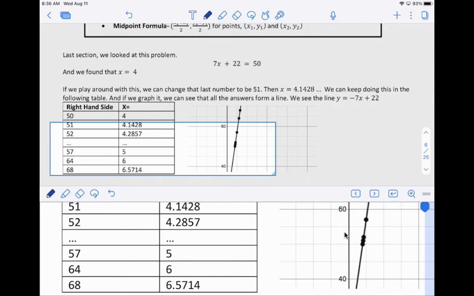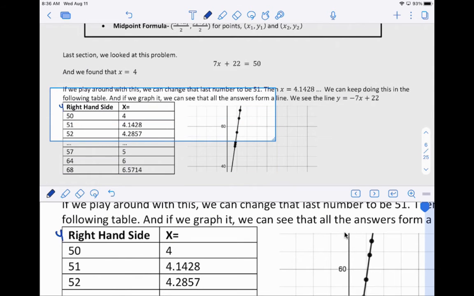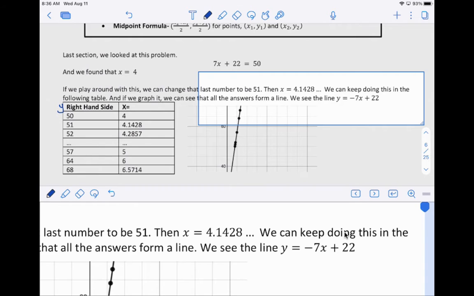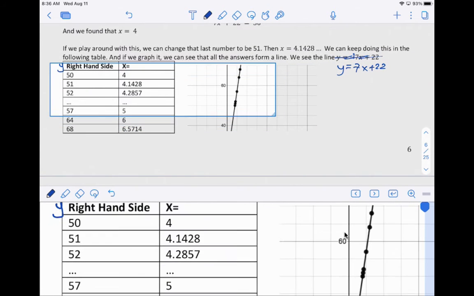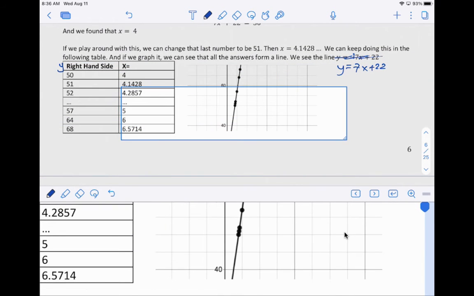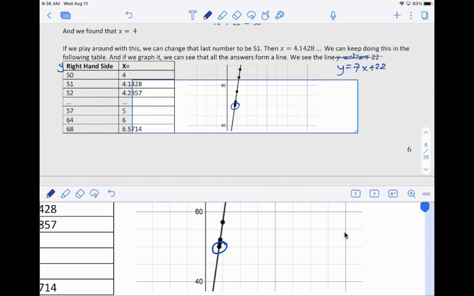Now, if instead we call the right-hand side y, and just leave it like a generic y, then what we would get is, I'm sorry, that's a little typo, that's 7x. What we get is y equals 7x plus 22, and we actually see a line, okay? This graph has the point 50 comma 4. It's right there, okay? That's where x equals 4.